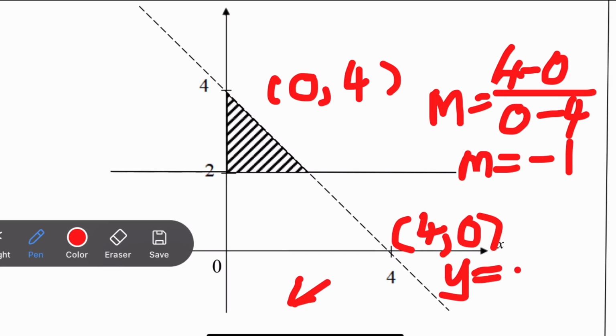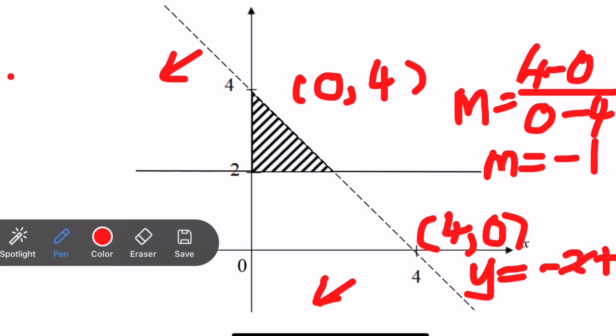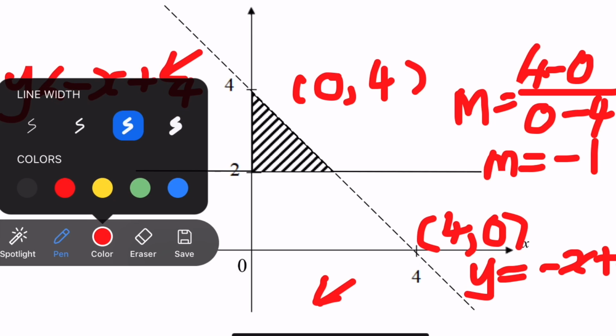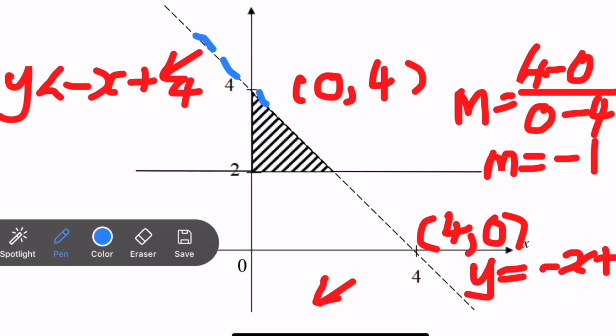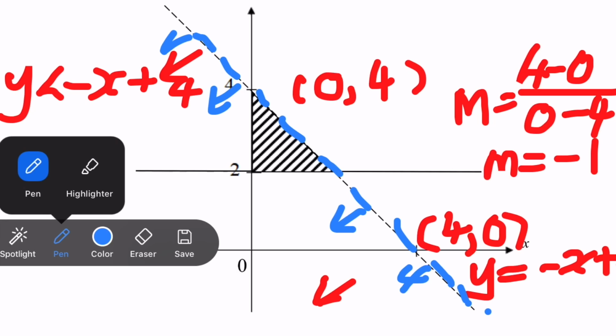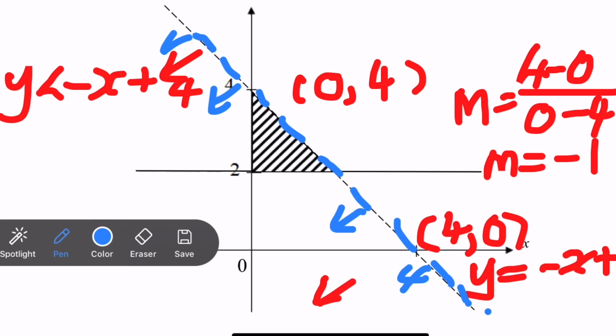With the gradient and the y-intercept, which is 4, that is your c, you can form the equation easily. y equals negative x plus 4 is the equation. Because the line in blue is dotted, you must not put equal, so the inequality sign should be less than, because it's shaded down to the blue line. So it should be y less than negative x plus 4.